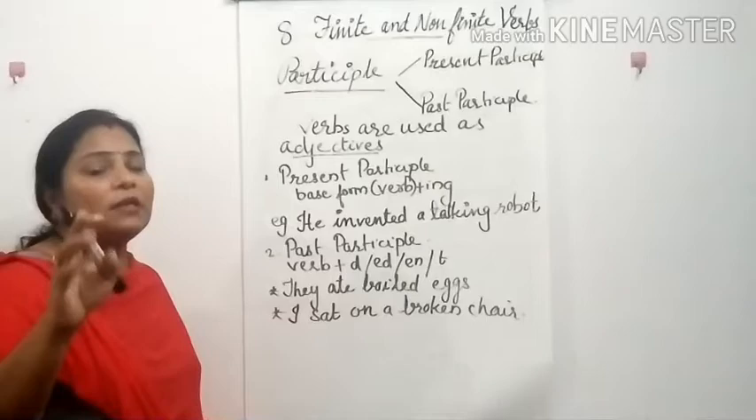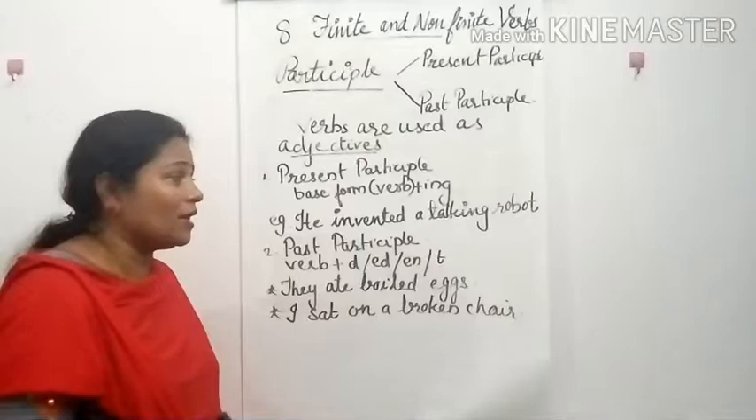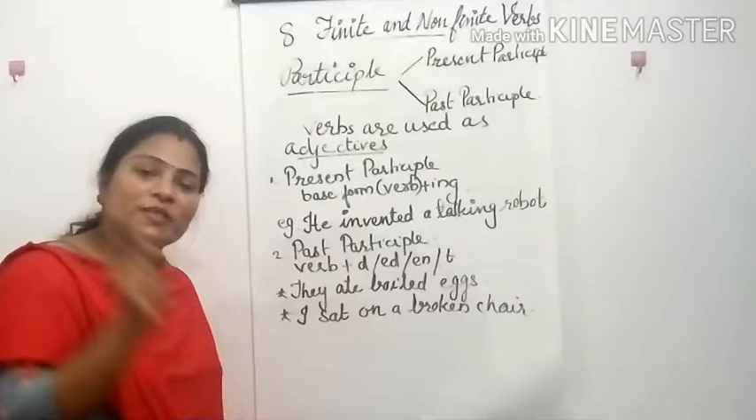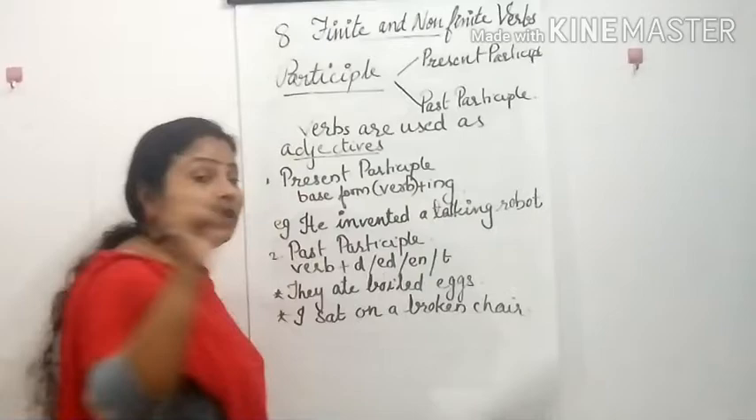Okay, but kids, do you remember that we added ing to the base form of the verb in another place too? So how will you find that? How will you guess whether it is this one or that one? In a gerund also, the base form of the verb plus ing is added. So here also I said we are using the base form of the verb plus ing. So how can you find that? See here. Now, here we have talking robot.